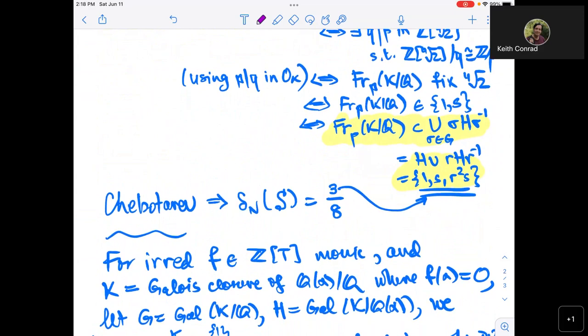Yeah, I mean, it's true that if you have a number that is not a perfect square and you look at the set of primes P for which A is a square mod P, that has density 1/2.